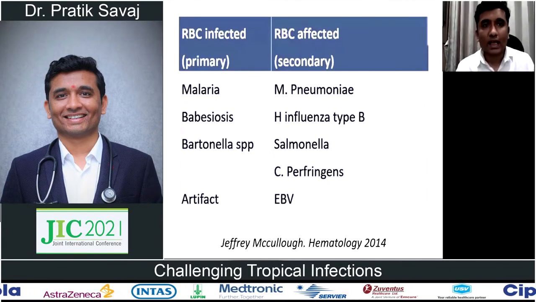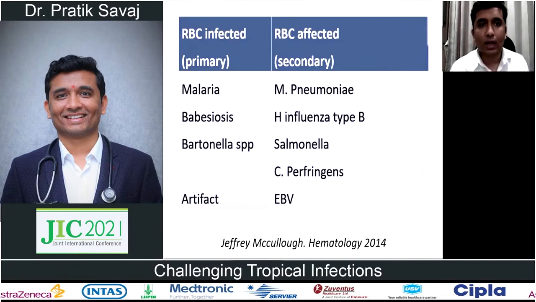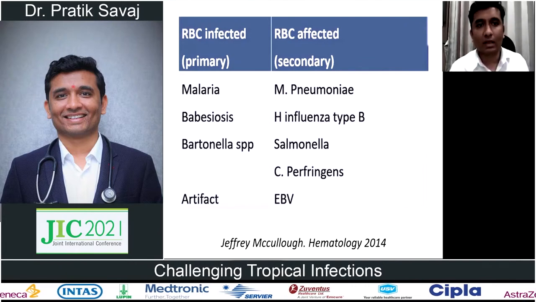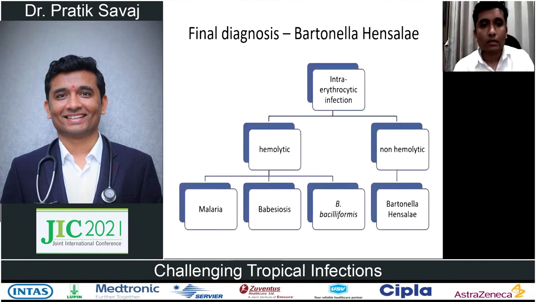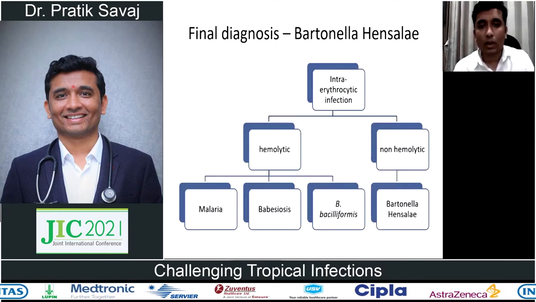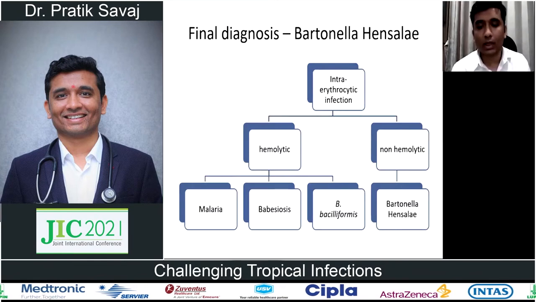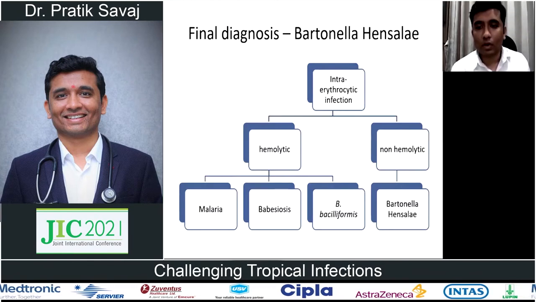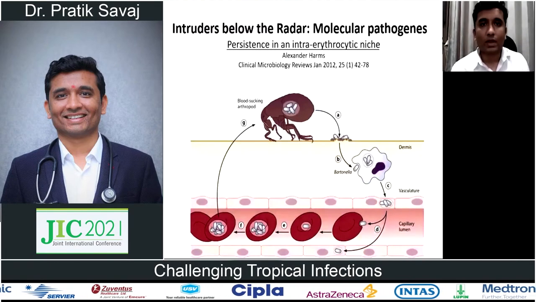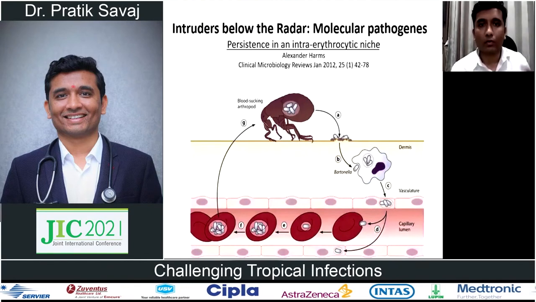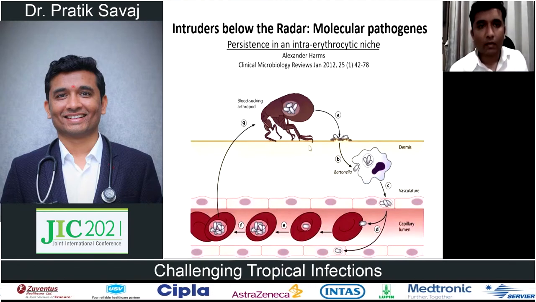When we see the classification of RBC infection, primary or secondary, direct infection of RBC can be seen in malaria, babesiosis, and Bartonella. Various bacteria cause non-proliferative lymphocytic colonization. So finally, we were sure it's Bartonella. It is transmitted by blood sucking arthropods which are present on the cat. So this is the life cycle.